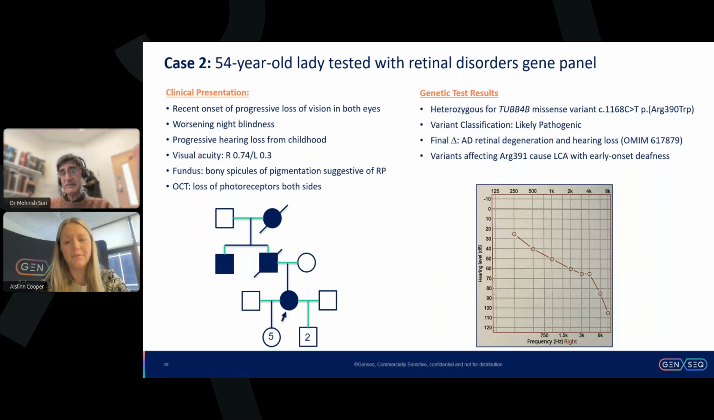So not like Leber's. So then when you look more deeply into why there is this phenotypic heterogeneity, you see that there are 2 arginines, one at 391 in the polypeptide and one at 390. If the arginine at 390 gets affected and is converted to a tryptophan, then you get the late onset retinal degeneration, but the hearing loss you still get early on. But if the 391 arginine is affected, then you get a much more early onset form of retinal dystrophy with early onset deafness. So once we had this result, we were able to pass this information to the lady, and then her offspring was sent to us by their GPs for cascade testing.